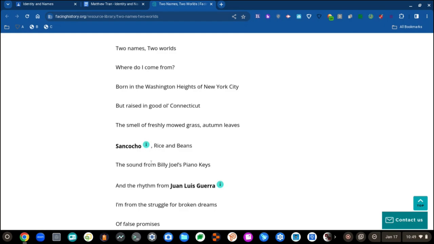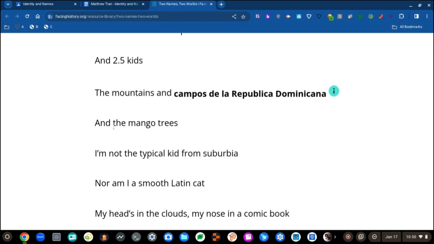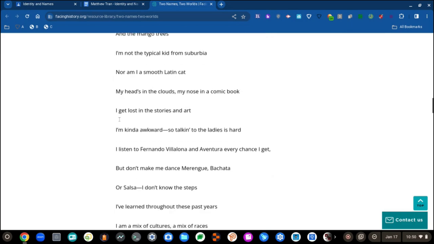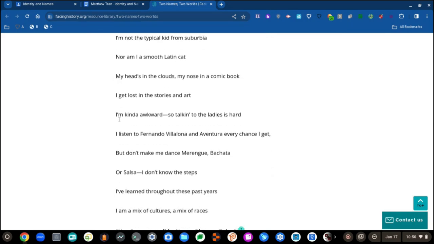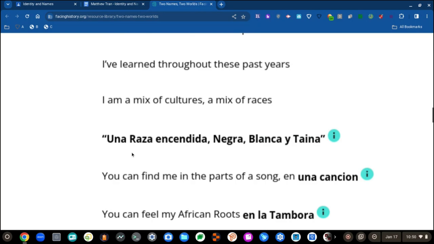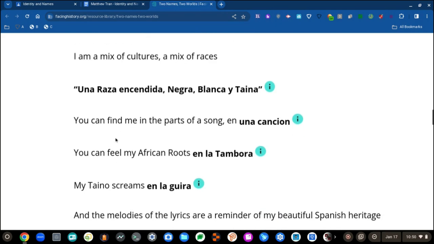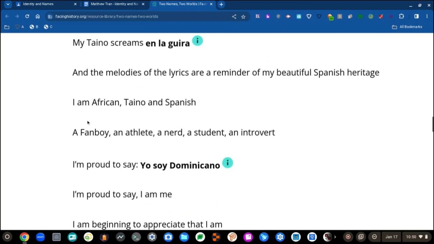Nice. Rice and beans, the sound of Billy Joel's piano keys, and the rhythm from. Nice. I'm from the struggle for broken dreams and false promises of houses with white picket fences and 2.5 kids, the mountains, and the mango trees. I'm not the typical kid from suburbia, nor am I a smooth black cat. My head's in the clouds, my nose in a comic book. I get lost in the stories and art, which is kind of awkward, so talking to the ladies is hard. I listen to Fernando and Ed Ventura. Okay, close. Every chance I get, but don't make me dance. I don't know the steps I've learned throughout these past years.